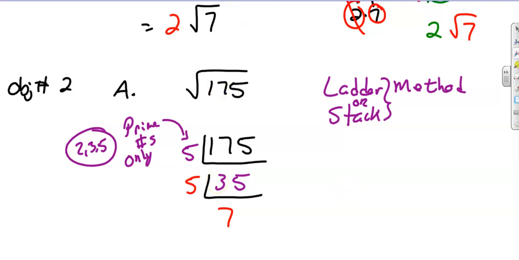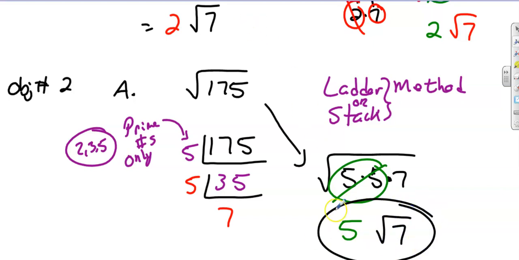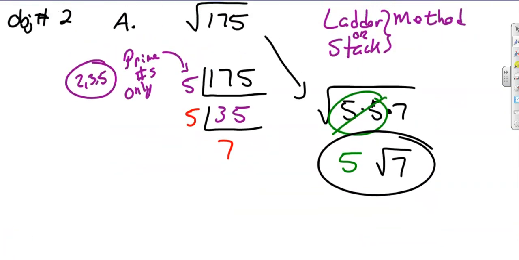So 175, you could rewrite that as 5 times 5 times 7. Well, there's your pair of 5s that get to go out. So that makes that 5 and then square root of 7. Now, if you're good with the factor tree, you can do that. This is one of those that once I saw this option, I liked it a lot better because, again, it stacks everything up, especially if you got some bigger numbers that you're going back and trying to break down.